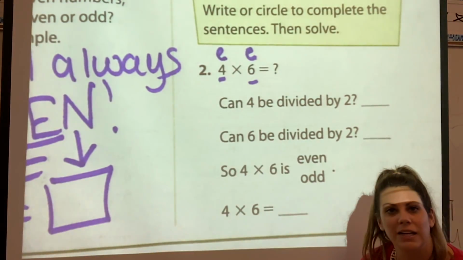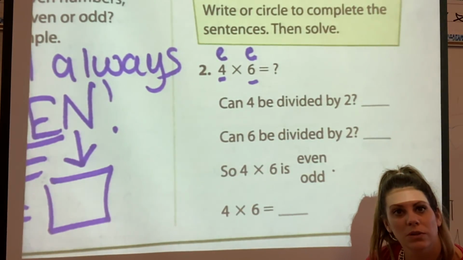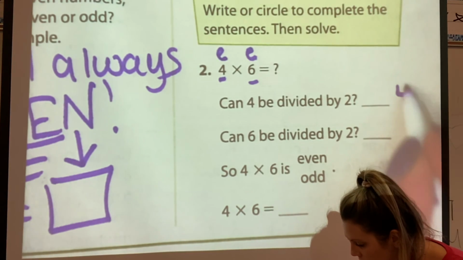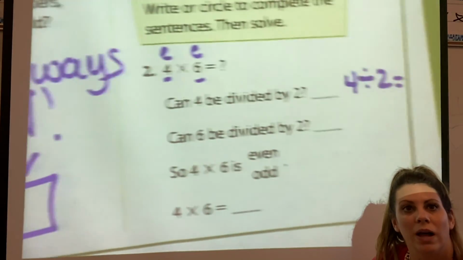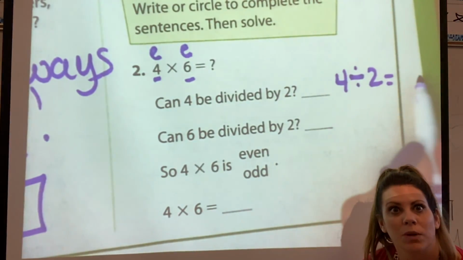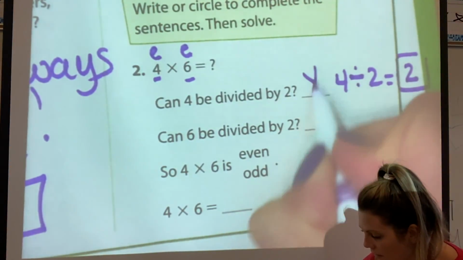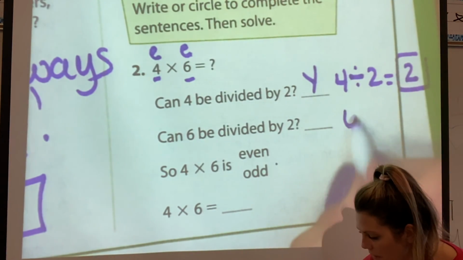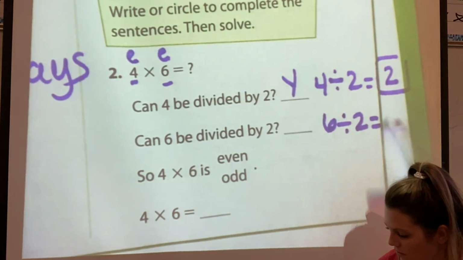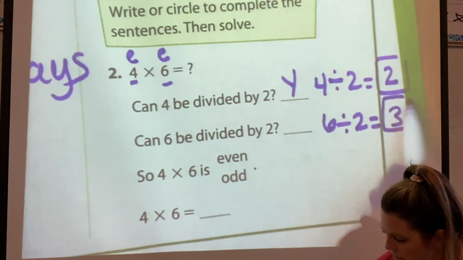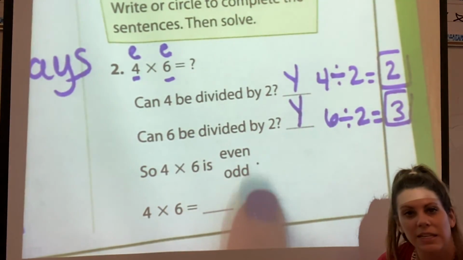But they want us to dig a little bit deeper. Can 4 be divided by 2? Well, let's see. 4 divided by 2 equals what? Or what times what equals 4? I just told you the answer. So yes, it can. Can 6 be divided by 2 without having any left over? Yeah. 3 times 2 equals 6. So yes. So then, is 4 times 6 even or odd?